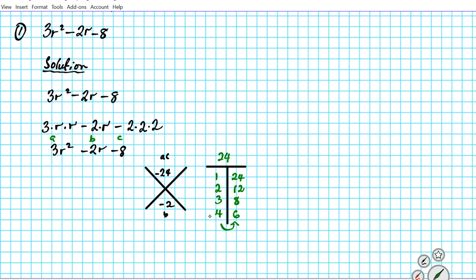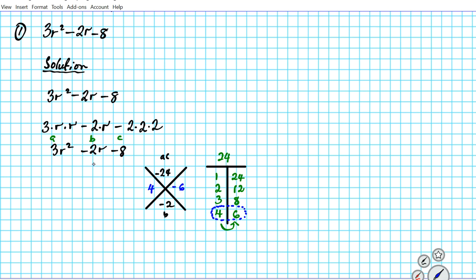Alright, so which pair gives us 2? If you look at the first pair, that gives us 25 or 23, no good. The next one gives us 14 or 10, no good. The next one gives us 11 when you add, or 5 when you subtract, no good. This one gives us 10 when you add, or 2 when you subtract. Voila, this is the combination that we need right here. Okay, so we have 4 and 6. Let's resolve the sign. In order for the product to be negative and the sum negative, the bigger has to be negative.